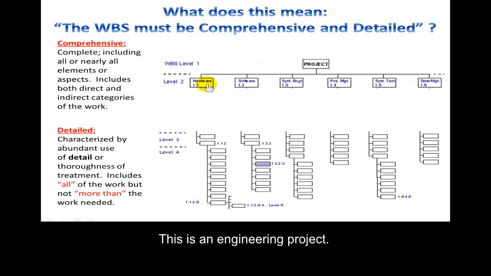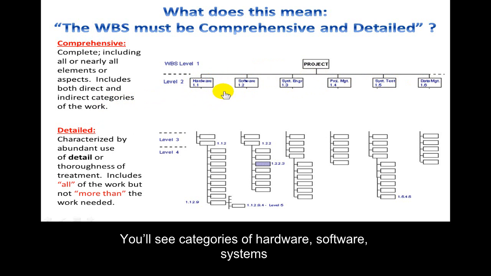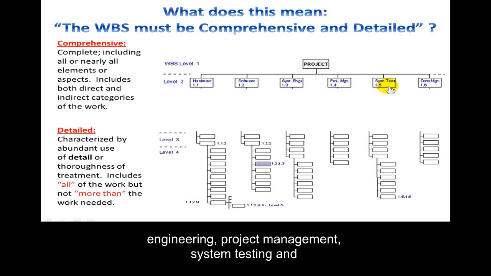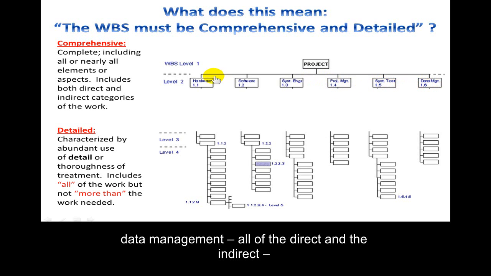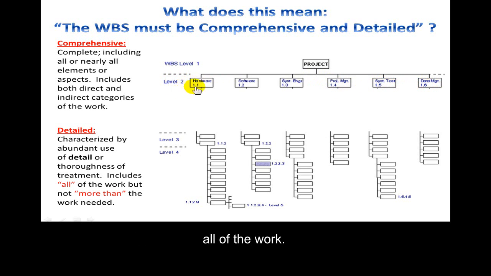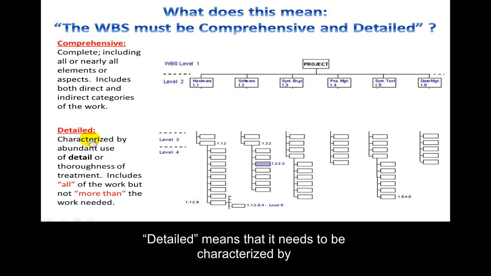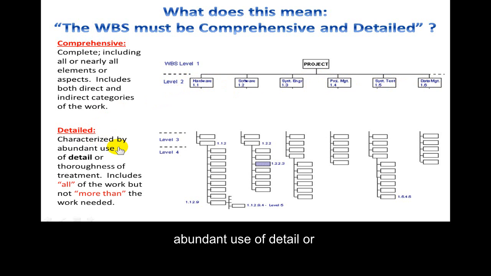This is an engineering project, and you'll see that they've got categories of hardware, software, systems engineering, project management, system testing, and data management, all of the direct and the indirect, all of the work. And then detailed means that it needs to be characterized by abundant use of detail or thoroughness of treatment, and it includes all of the work, but not more than the work needed.